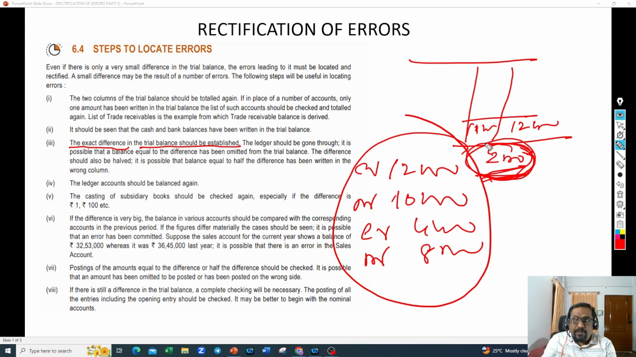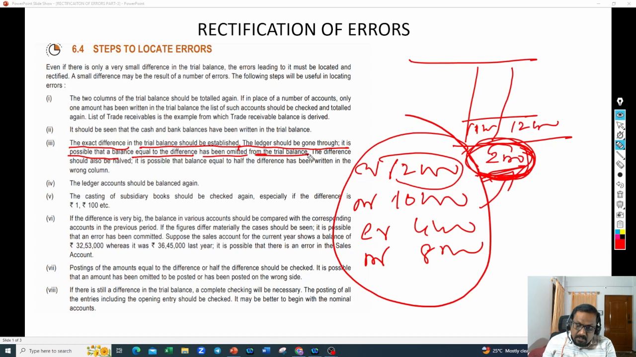So you need to figure out how this exact difference arrived. Is it because of one transaction or because of several transactions? Which are those several transactions leading to this 2,000 difference? That is something we need to figure out. How is it possible? The ledger should be gone through. It is possible that a balance equal to the difference has been omitted from the trial balance.